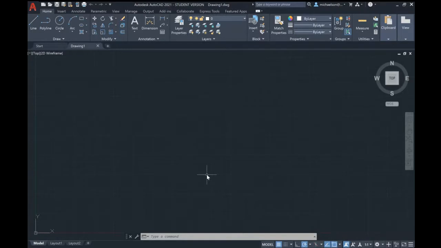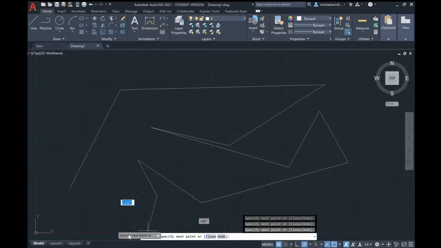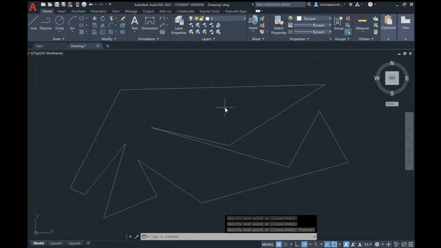So here I have just an empty blank AutoCAD drawing, and let's just draw some region. I'm really just making this up as I go. Okay, and let's close that region. I just made this up, so don't take it too seriously; I just drew some lines together. And let's say I wanted to determine the centroid of this. Well, AutoCAD gives you a very neat little tool. First thing you have to do is create what's called a region. So you type REGION and press enter.